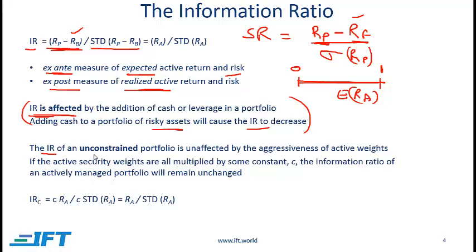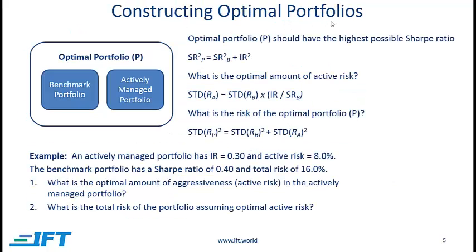The information ratio of an unconstrained portfolio is unaffected by the aggressiveness of active weights. An unconstrained portfolio is one where there are no constraints. So if we need to take short positions, we can. If the active security weights are all multiplied by some constant C, the information ratio of an actively managed portfolio will remain unchanged. So the point is that if we include this factor of C that increases the active return and the active risk by the same amount, the C and C cancel out and we are back to the same information ratio.